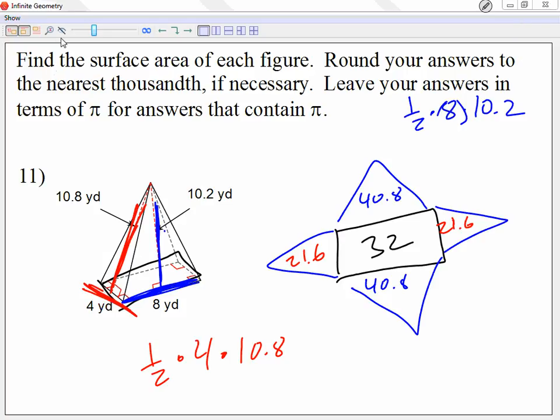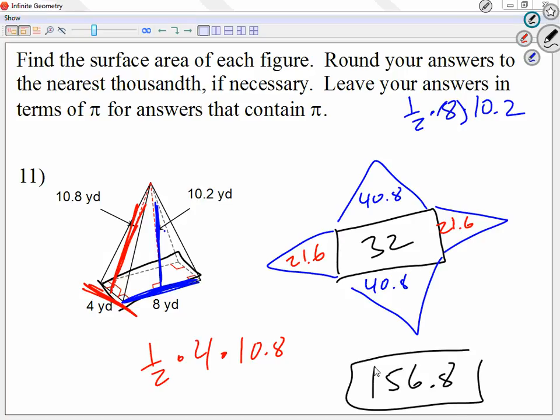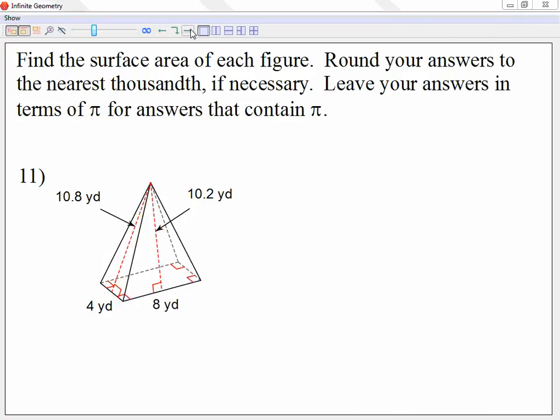Add everything. In this case, everything is the 4 triangles plus the base. And you should have 156.8. So with the exception of cones, it's a base and triangle for pyramids. The hard questions in here are the triangular pyramids.